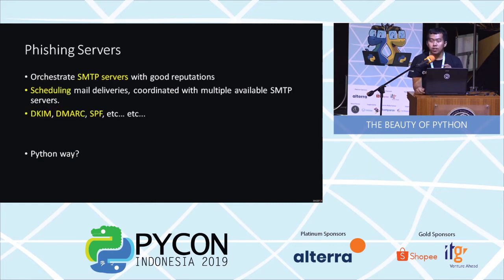And one discussion that is widely discussed in the red teaming world is, should we use a server or serverless approach for this infrastructure? For our case, we are using servers, something like phishing servers. A phishing server is essentially a mail server that is orchestrated to do spamming.